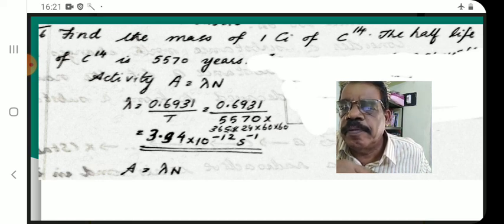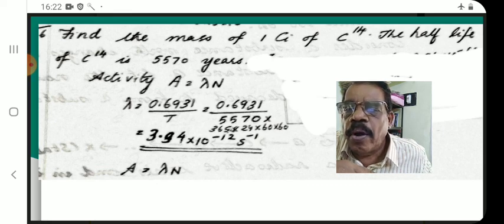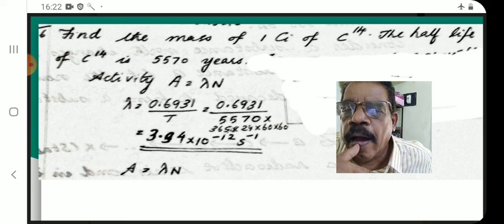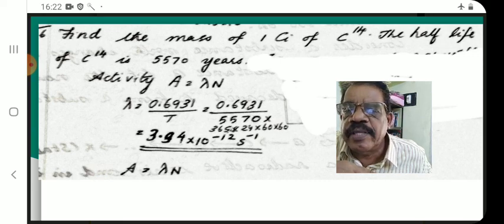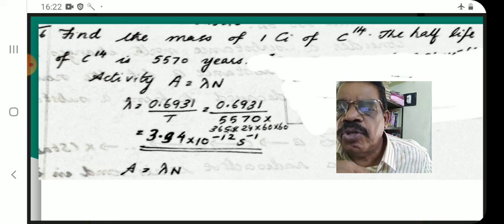1 curie mass. Activity A is lambda N. Lambda is 0.6931 by T, the half-life, which we convert into second: 5570 into 365.25 into 24 into 60 into 60. That is 3.94 into 10 raised to minus 12 second raised to minus 1.